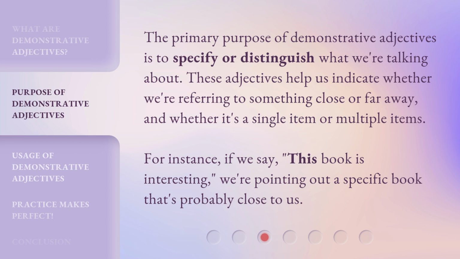The primary purpose of demonstrative adjectives is to specify or distinguish what we're talking about. These adjectives help us indicate whether we're referring to something close or far away, and whether it's a single item or multiple items. For instance, if we say, "This book is interesting," we're pointing out a specific book that's probably close to us.